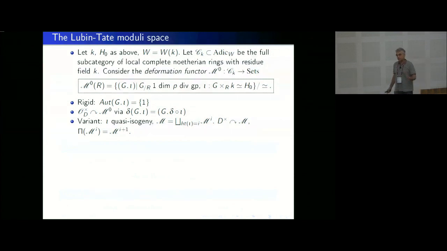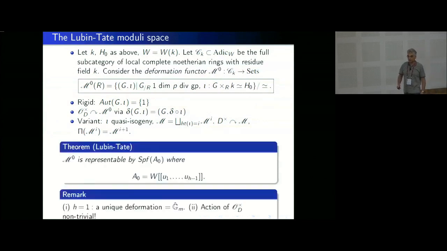So therefore, depending on what's the power of pi or what's the height of the quasi-isogeny, you get a certain index I. So M is just a disjoint union of M_i for I running from minus infinity to infinity. And now you get the bonus that not only O_D star, but D star acts. And this pi shifts M_i to M_{i+1}.